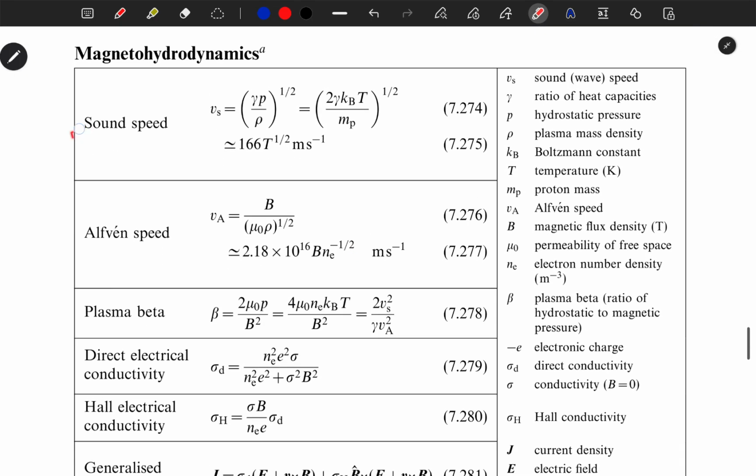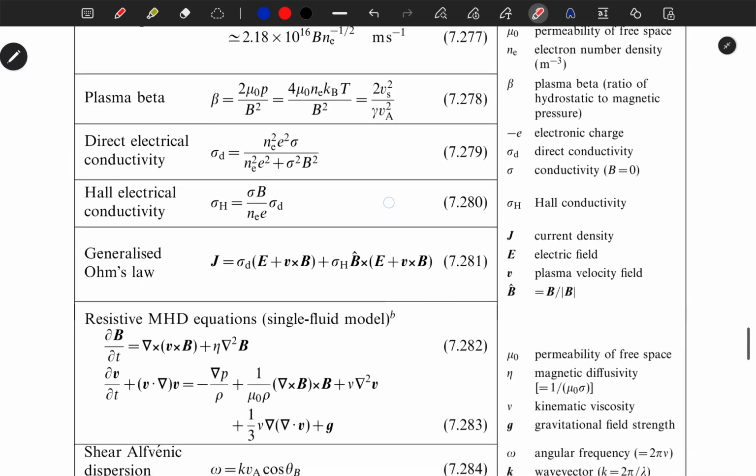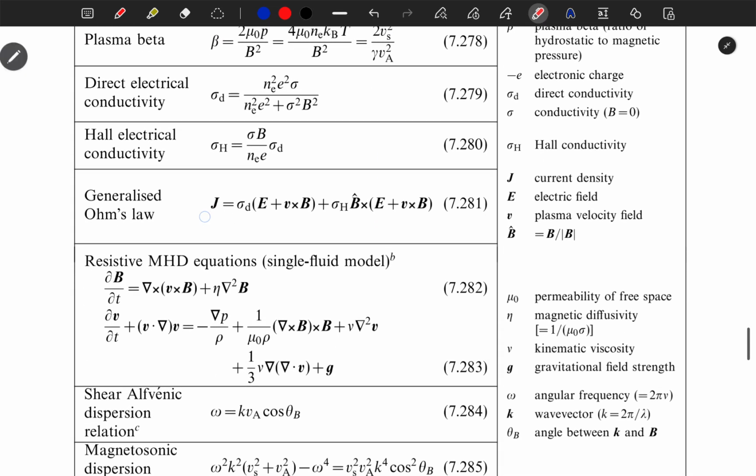Magnetohydrodynamics, sound speed Vc equal to (gamma p by rho) to the power half, Alfven speed B by (mu 0 rho) to the power half. Plasma beta equal to 2 Vc square by gamma Va square. Direct electric conductivity, Hall electric conductivity, generalized Ohm's law, J equal to sigma d (E plus v cross B), sigma H (B cross E plus B cross v).